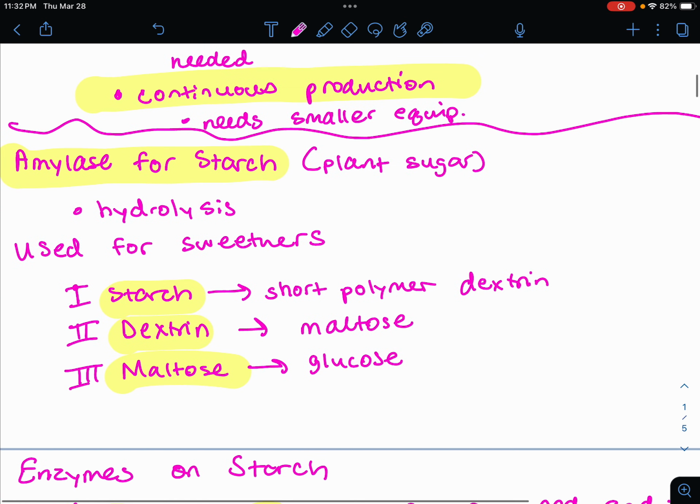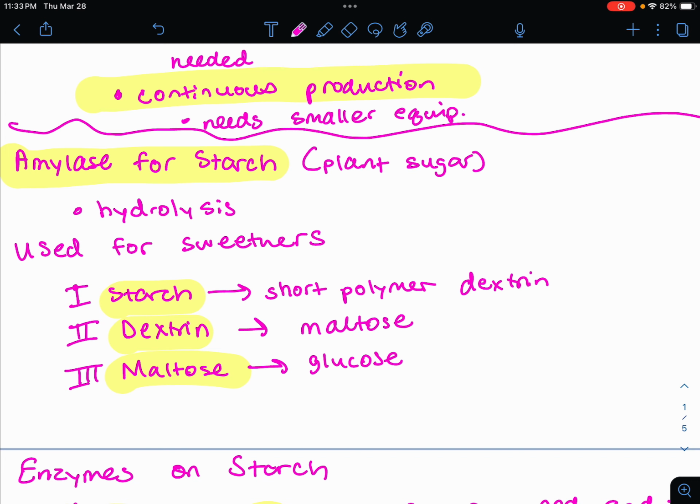Okay, amylase. So this is going to be the enzyme for starch. Starch is a plant sugar. It's going to be used for storage. And an amylase is a hydrolysis enzyme. The main use of the amylase would be in the food industry, and you're going to use it for sweeteners.